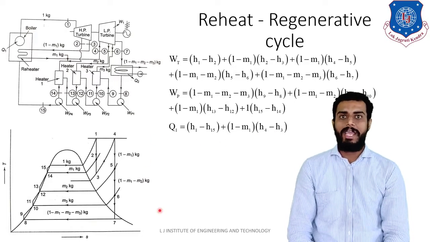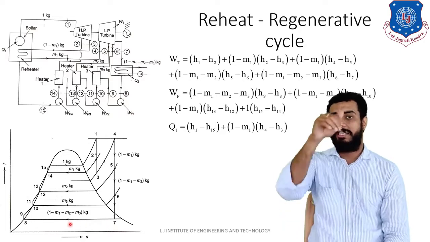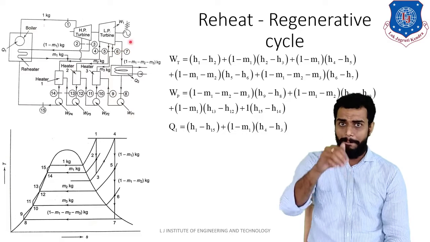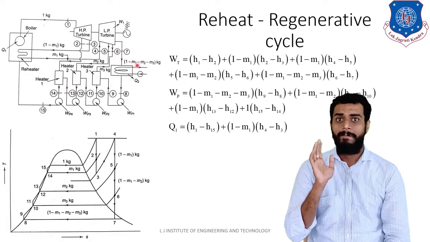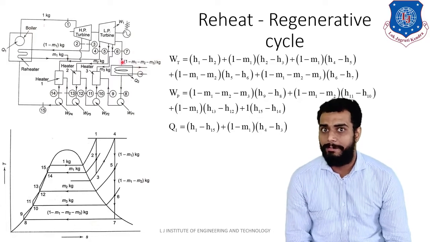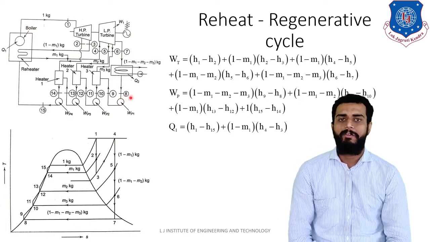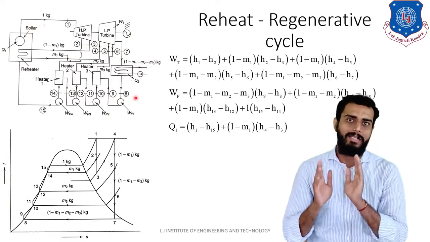For heat rejection, you can write, now observe the condenser section in the block diagram. As you can see in the block diagram, during the condenser section, the mass that is passing through the condenser is how much? 1 minus M1 minus M2 minus M3 kg. And what are the end points? The end points are, as easily you can see, 7 and 8. So simple: (1 minus M1 minus M2 minus M3) kg into (H7 minus H8).